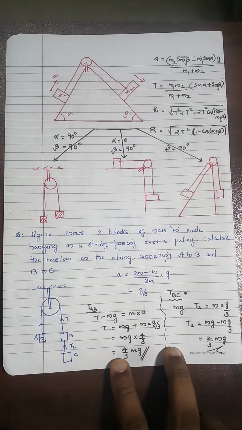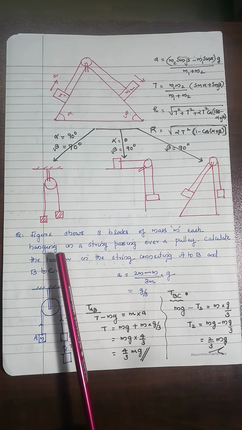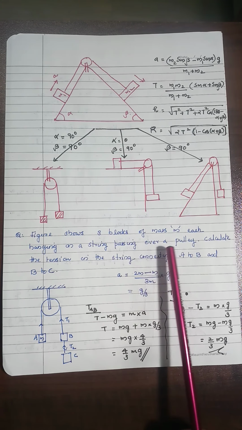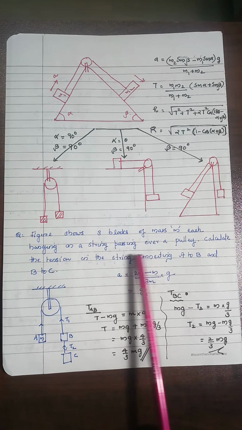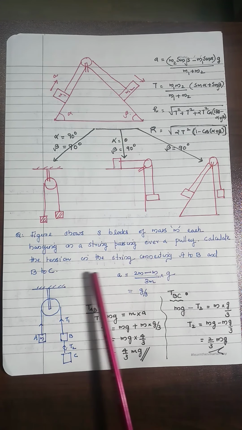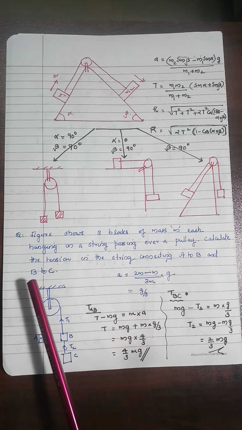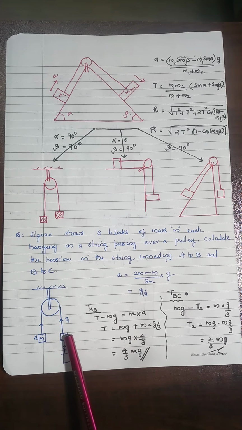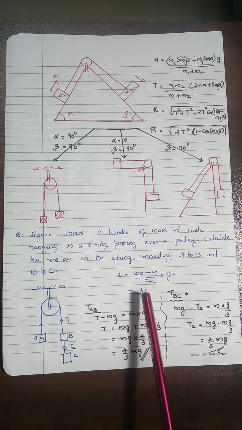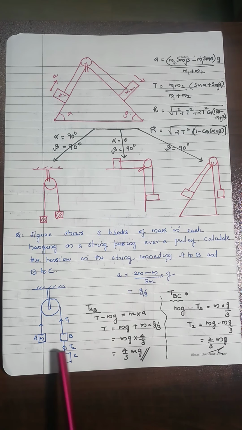And here an added question. The figure shows three blocks of mass m each hanging on a string passing over a pulley. Calculate the tension in the string connecting A to B and B to C. So at first we can easily find the acceleration, and here it is 2m, here only m, so you get it. Then you can intuitively write the equation of motion, and you get the answer.